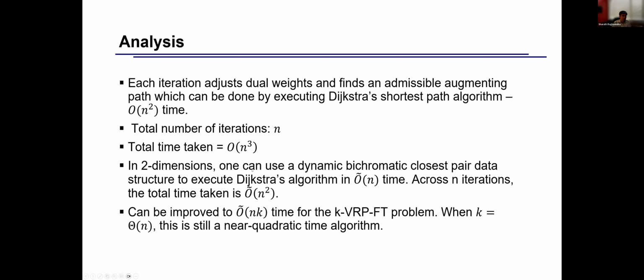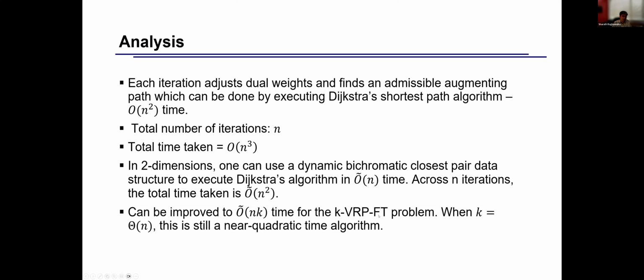So in 2 dimensions, one can speed up Dijkstra's execution by using a dynamic bichromatic closest pair data structure. This is essentially a variant of the weighted Voronoi diagrams. And you can get an improvement in execution time from order n squared to order n. Basically, there are some hidden log factors here. But what that means is that you end up getting an execution time of n squared. Right? So this is the source of improvement in the geometric setting. Basically, the dual adjustments can be done faster if you're dealing with geometric data.